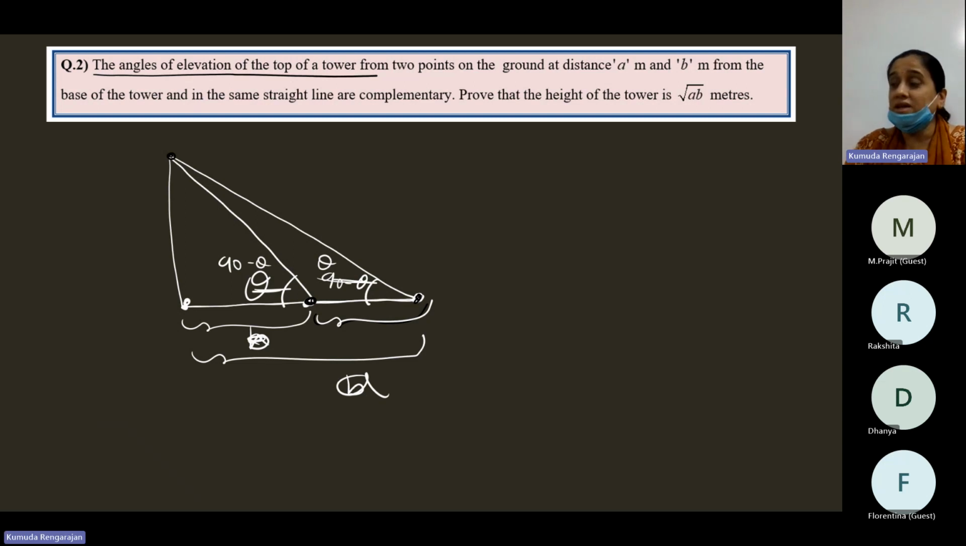Because it's not given that the first point, second point is at this distance. Nothing like that. They've not mentioned that the distance A units is closer to the base of the tower. Nothing is mentioned, right? So you can take anything. So you can exchange it like this. That's fine. So I'll do it again.